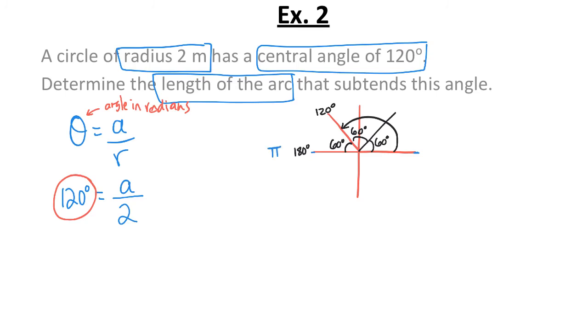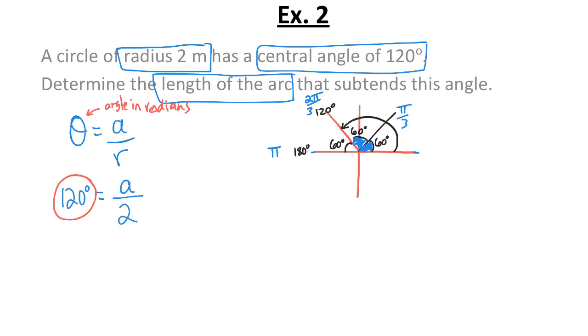And what we just effectively did is we took that pi and chopped it up into 3 pieces. So this is 1/3 of pi. So 2 of them would be 2/3 of pi, or what we call 2 pi by 3. So that means 120 degrees is equal to 2 pi by 3.